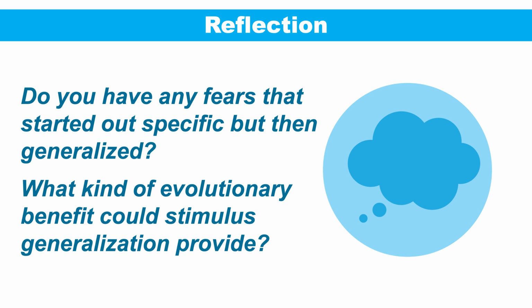Let's take a moment to reflect. Have you ever noticed a fear or preference that generalized to similar objects or situations in your own life? For example, does a bad experience with one dog make you cautious around all dogs? What kind of evolutionary benefit could stimulus generalization provide?